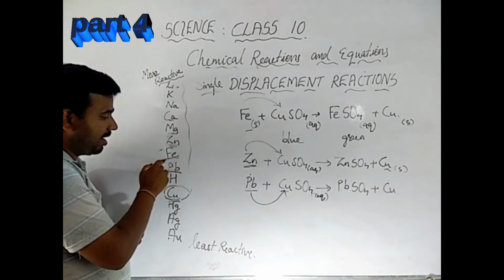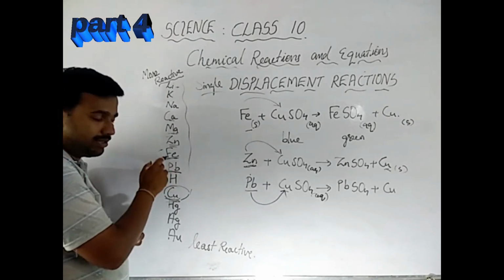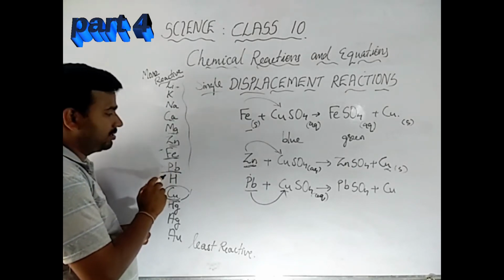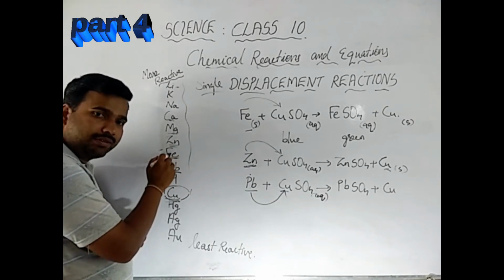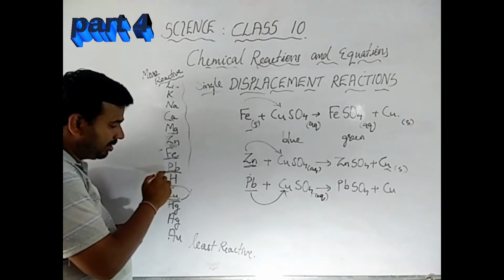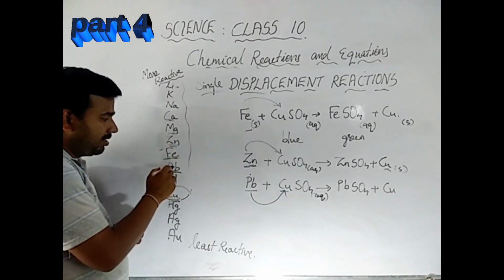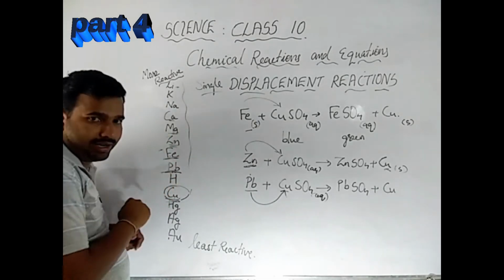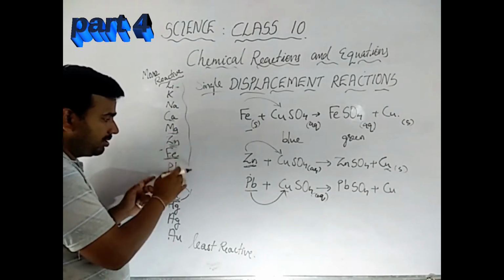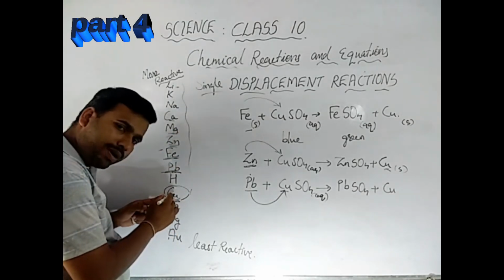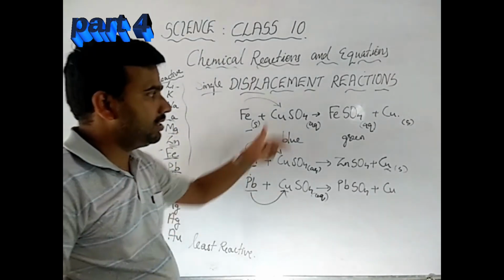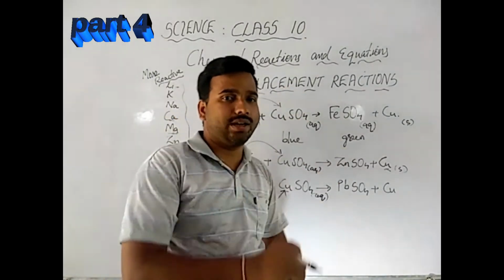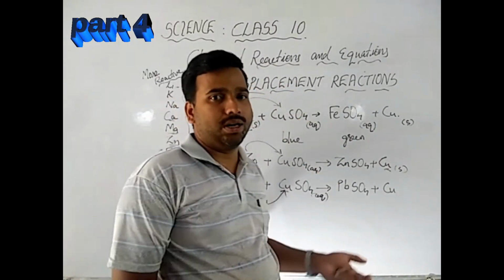When you compare, iron is more reactive than lead, but is less reactive than zinc. And when you compare lead, iron and zinc, both iron and zinc are more reactive than lead. But these three metals are more reactive than copper. So that's why this particular reaction is happening. So I hope you understand.